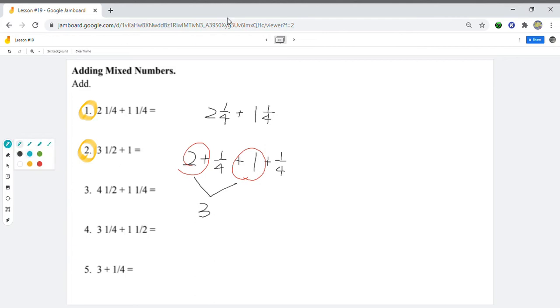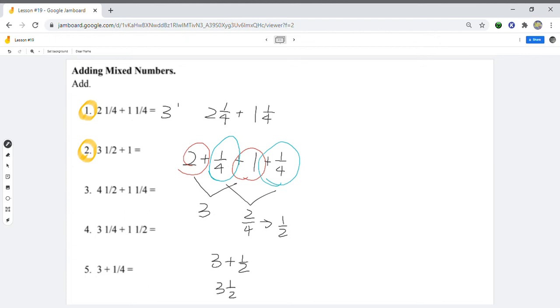And now as for this, we could add 1/4 and 1/4, which is 2/4, which can be simplified to half. So it's basically just 3 plus half, which we can write as 3 and a half.